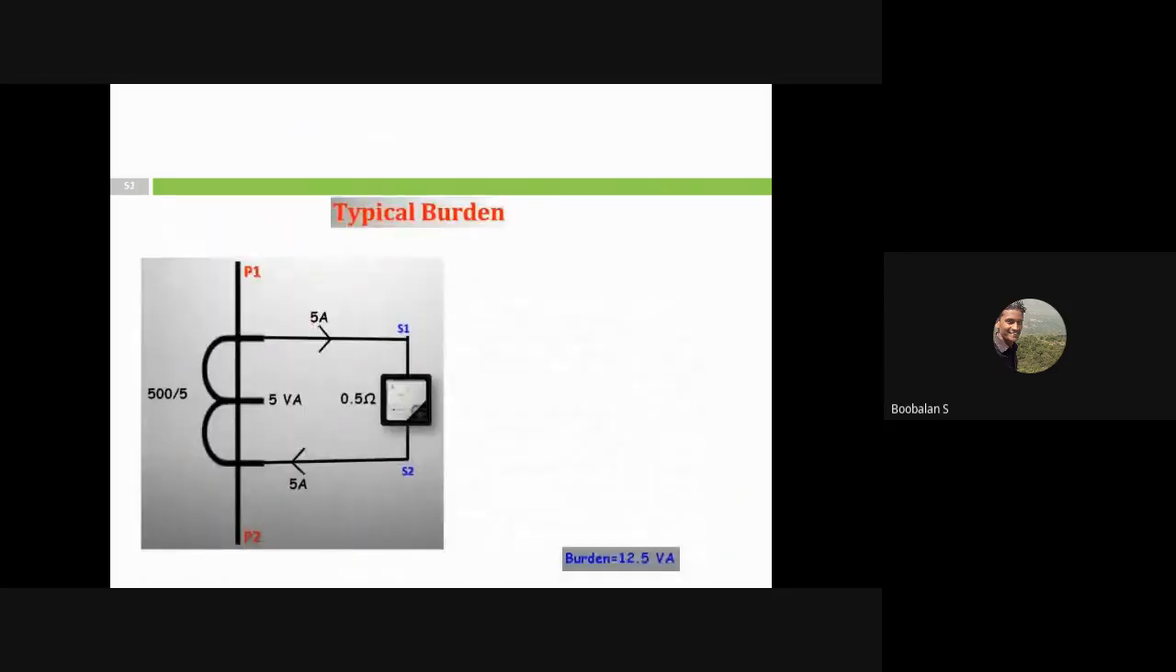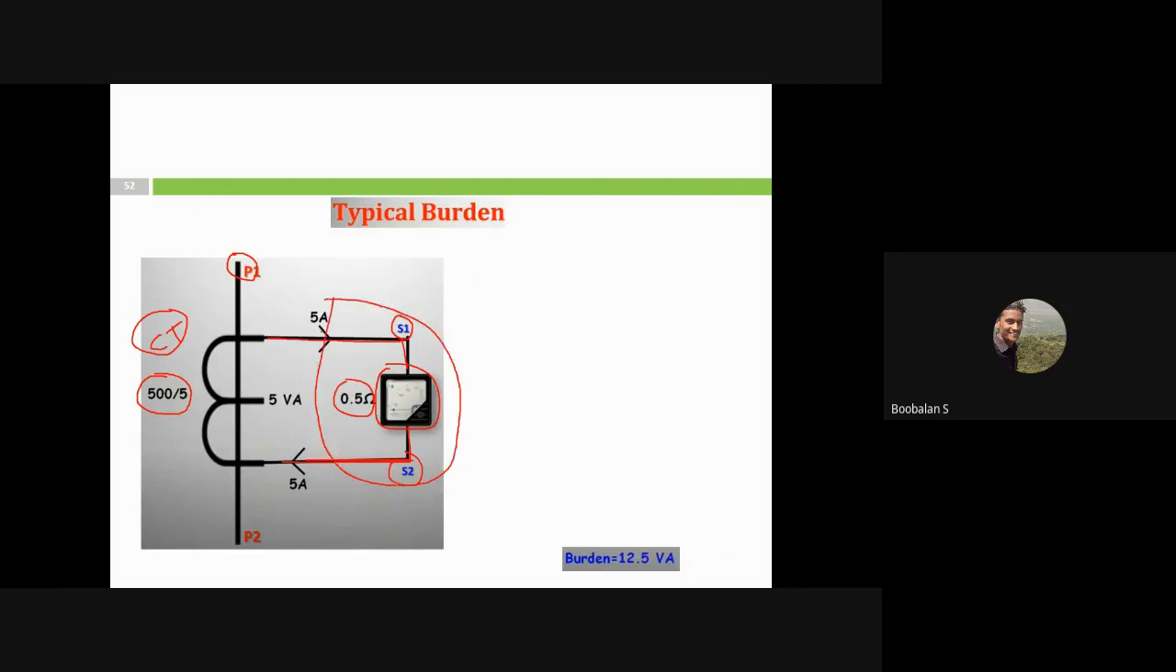In this typical burden, this is my current conductor, and I have a CT ratio. Primary is 500 ampere and secondary is 5 ampere output. This is the CT turns ratio for this particular hardware CT. Now at the secondary end of my CT, I'm connecting an ammeter, and this ammeter has its own resistance, 0.5 ohms. Now we need to calculate the voltage drop across this meter.